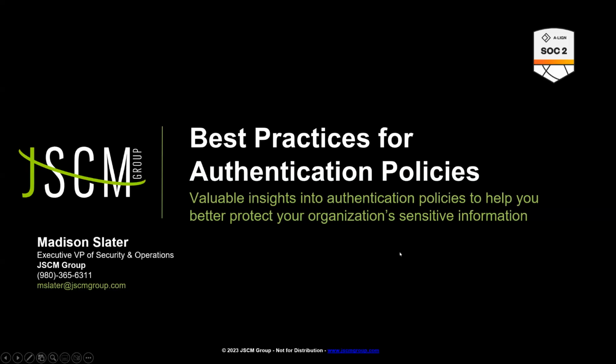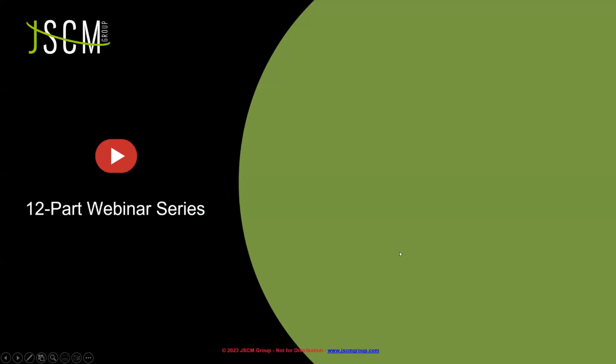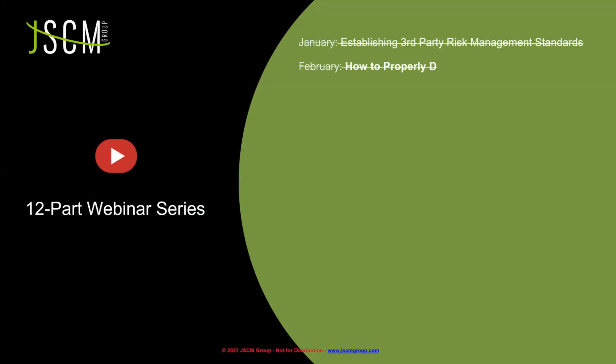For any of you that have maybe not been joining us so far this year, we decided that we wanted 2023 to be a year where we're building on a bigger conversation. So what we're doing this year is a 12-part webinar series that talks about different policies and different aspects of security. In January, we discussed establishing third-party risk management standards. Last month, we talked about how to properly document user access. And this month, again, we're going to be talking about best practices for authentication policies.